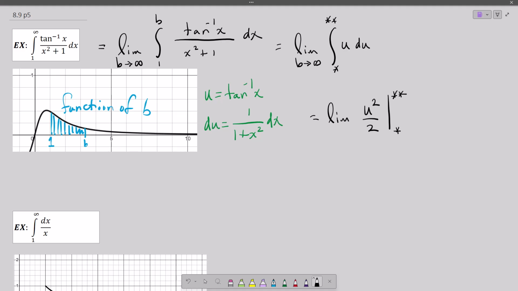Don't want to deal with this substitution thing. Let's go all the way back. So we're going to have 1/2 limit, and we are back substituting the arctangent in here. So that's going to be arctangent, and I factored out that 2. So this is arctangent of x, quantity squared. Now we're back to the x limits, 1 and b.